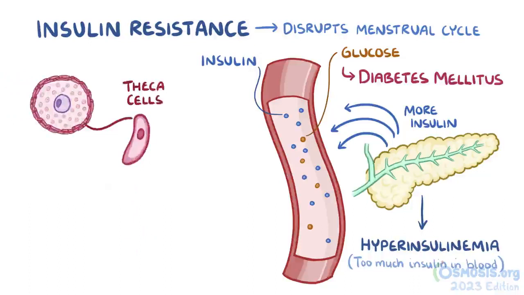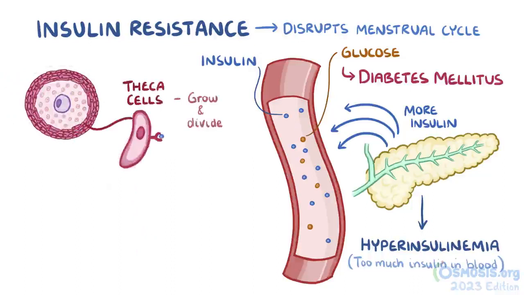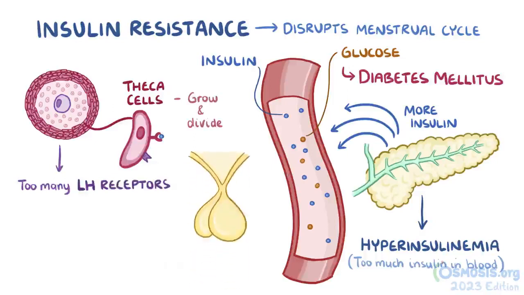Theca cells have insulin receptors, so excess insulin can bind to the theca cells, causing them to grow and divide, and over time, that means having too many LH receptors. It's thought that the hypothalamus responds by speeding up its pulses of GnRH so that more LH is made by the pituitary.